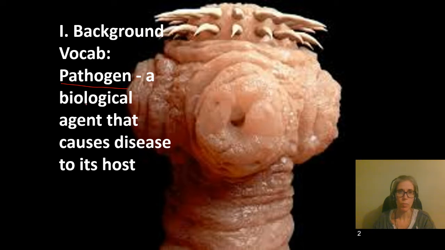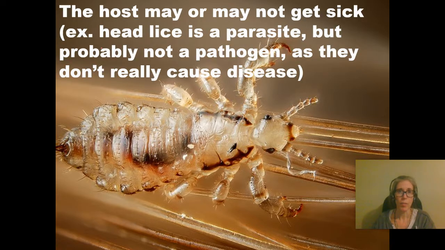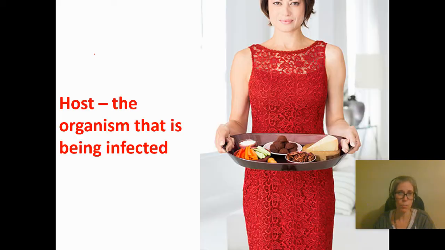So a pathogen is a biological agent that causes disease in its host. A parasite, very similar word, is an organism that lives in or on another organism for part or all of its life cycle. So the host may or may not get sick. So for example, head lice is a parasite. I'm not so sure that you'd call it a pathogen. I'm not really sure that it causes a disease. It can cause other stuff to infect your scalp if there's too much of your skin that's getting cut up.